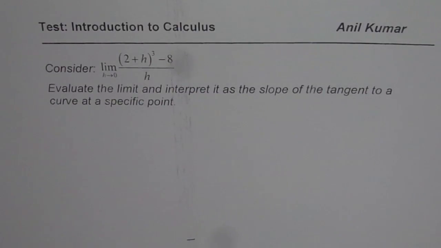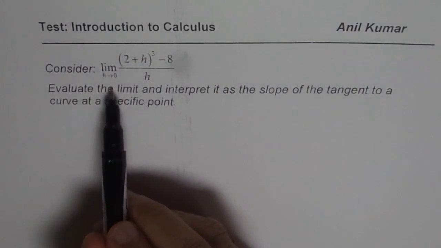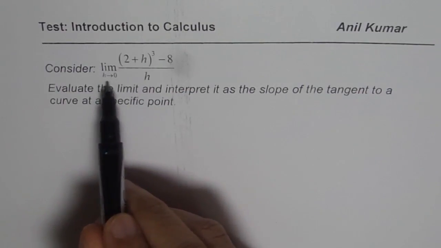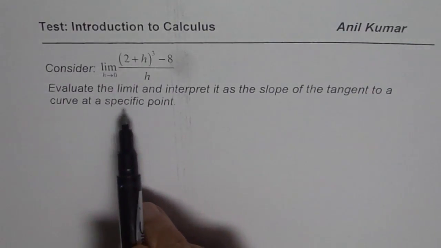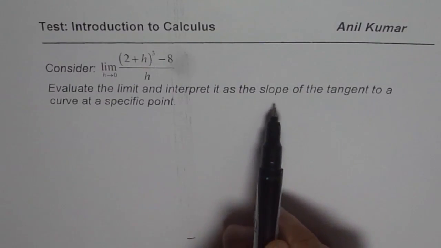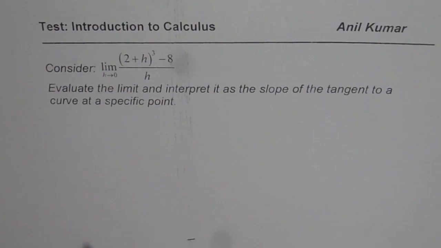I'm Anil Kumar, and here is a test question from Introduction to Calculus. Consider the limit of (2 plus h) cubed minus 8, divided by h, where h approaches 0. Evaluate the limit and interpret it as the slope of the tangent to a curve at a specific point. So you can pause the video, answer, and then look into my suggestion.